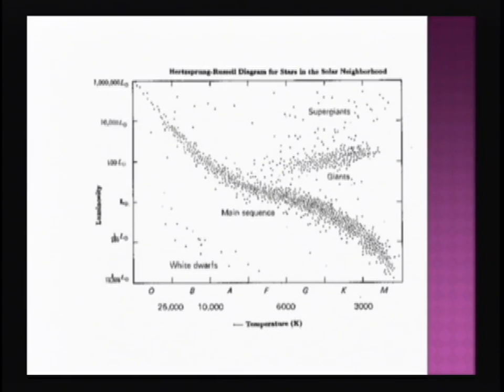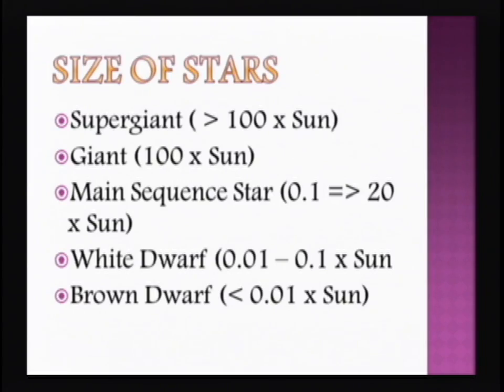This is just another plot of the HR diagram. Notice you're looking at luminosity versus temperature. Luminosity is, again, related to the brightness. So we can talk about sizes of stars. We can talk about supergiants, which are more than 100 times the sun. Giants are about 100 times our sun. Main sequence stars are from 0.1 to about 20, 30, 40 times our sun. White dwarfs are from 0.01 to about 0.1.